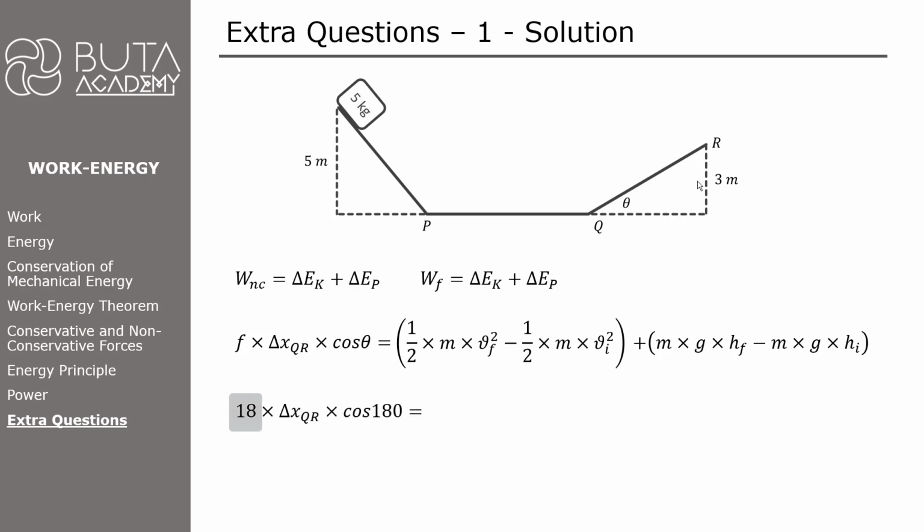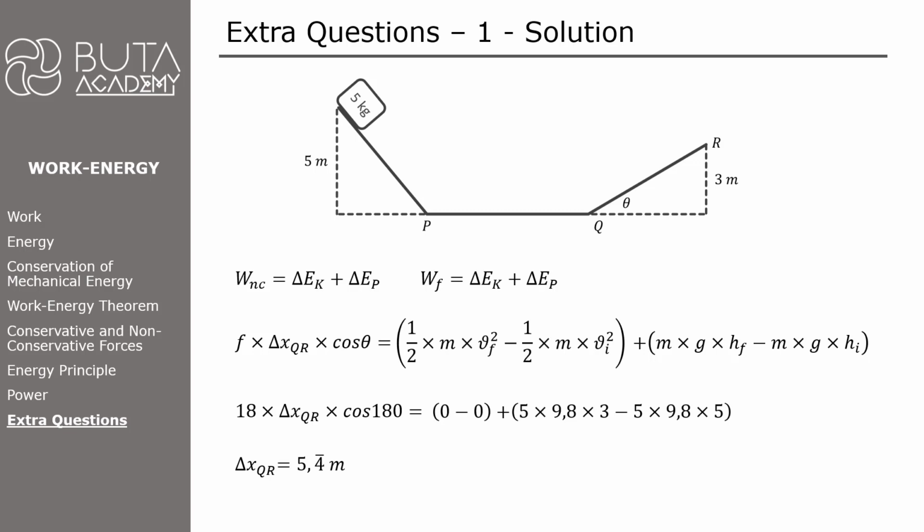Friction force is 18 newtons. We don't know the displacement yet. The angle between the friction force and the displacement is 180 degrees as they act in opposite directions. The block is released from rest and comes to a stop at the end, so the initial and final kinetic energies of the block are 0. Mass of the block is 5 kg and gravitational acceleration is 9.8 meters per second squared. The final height of the object at point R is 3 meters. The initial height of the point it is released from is 5 meters. Length of the incline between points Q and R is 5.4 meters.